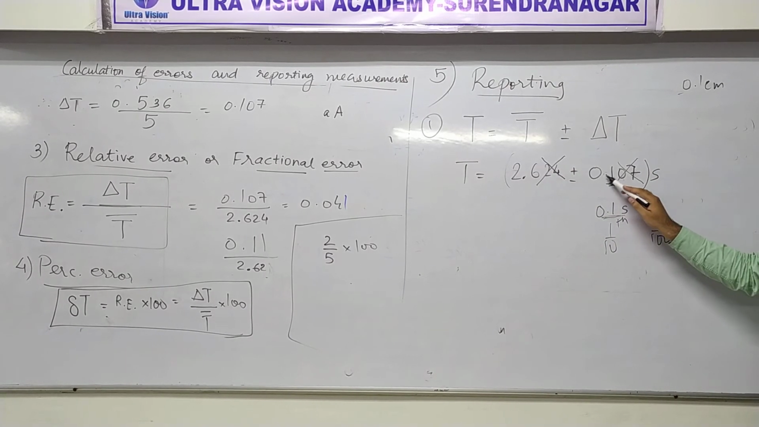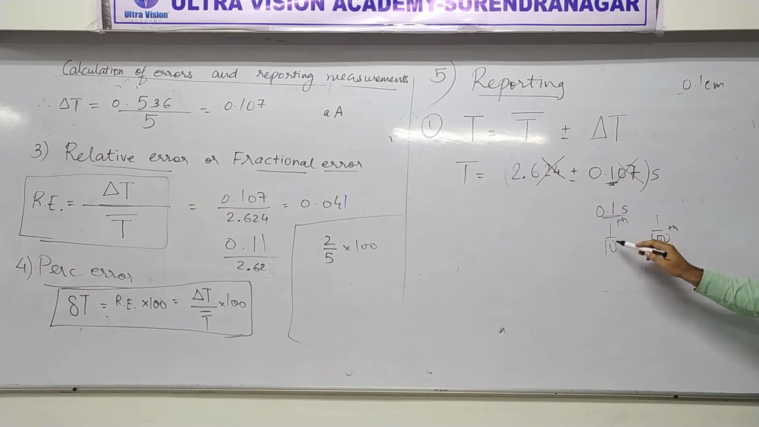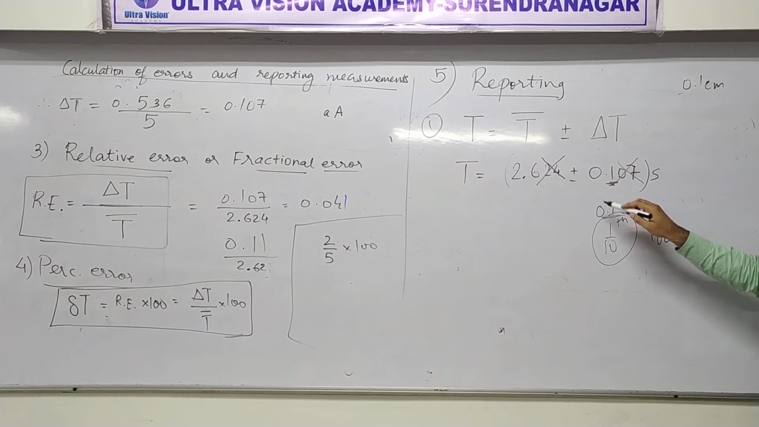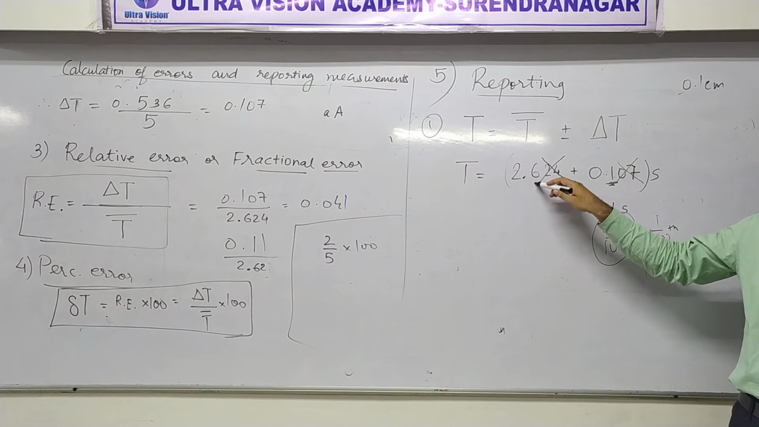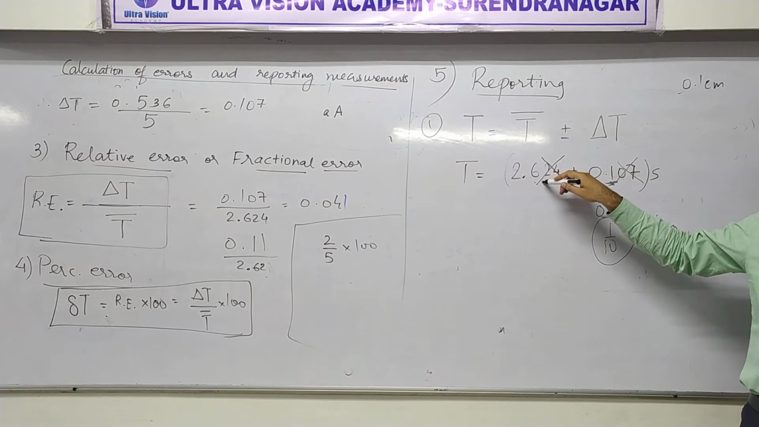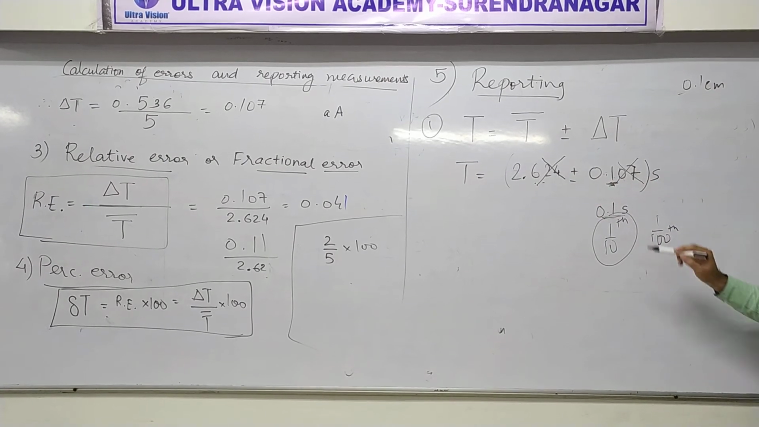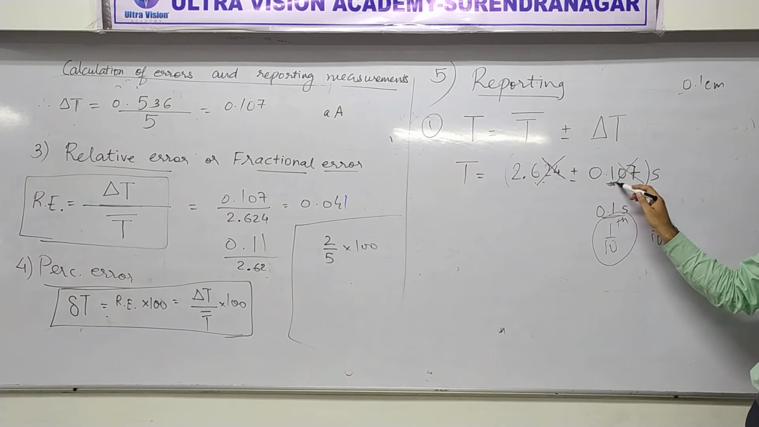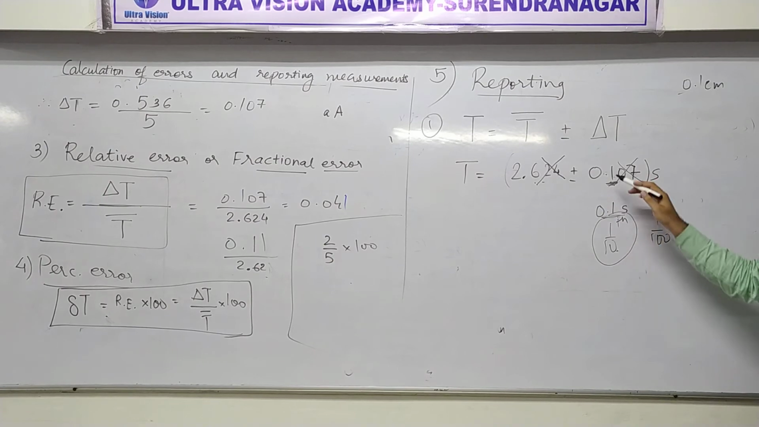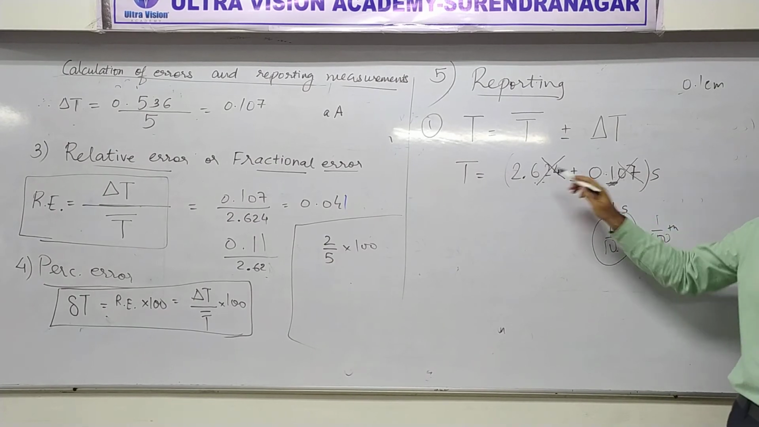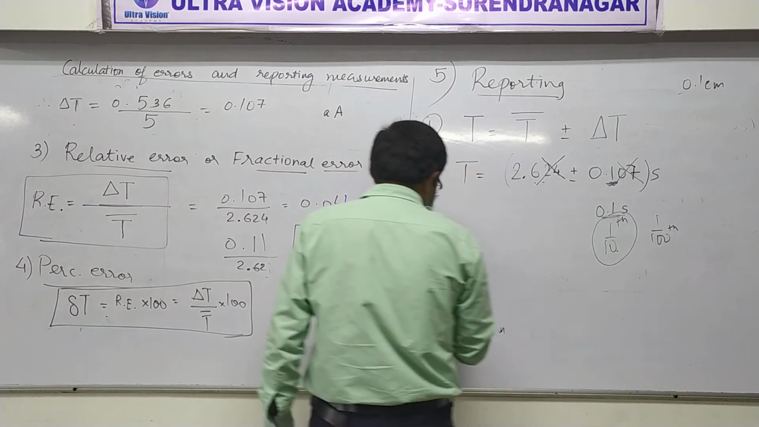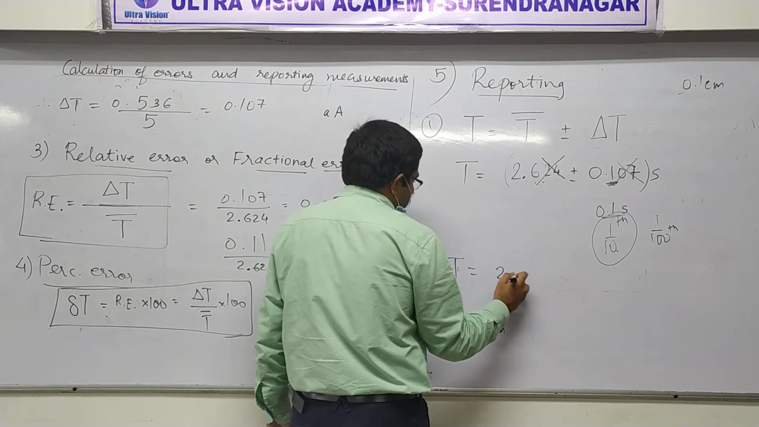Where's the error? In 0.1, this one, the 1/10th place. So where is the 1/10th place? 6. What about 2? 2 is at 1/100. So by measurements we are seeing that our measurement is only working up to 1/10th, and everything smaller is of no use. So that's why final reporting should ideally be done like this.